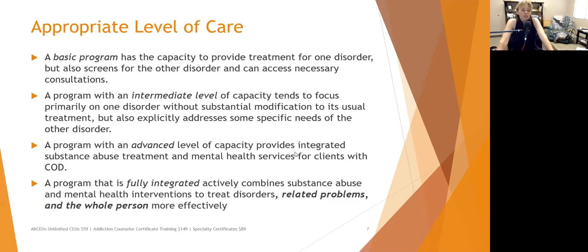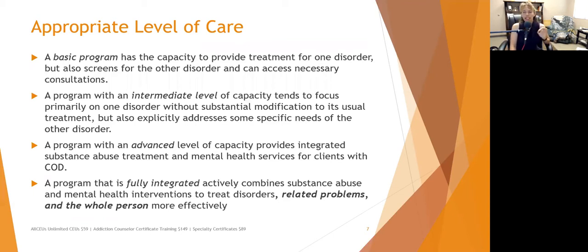So there are multiple appropriate levels of care. A basic program has the capacity to provide treatment for one disorder. You treat substances or you treat mental health, but you screen for the other disorder and you can access necessary consultations. So you may be an alcohol treatment program. Okay, but if somebody comes in and they've also got PTSD, you screen for it, you say, yeah, this person might have PTSD. You can access consultation with someone who can do an assessment and either get them enrolled in a co-occurring program or serve as an additional clinical resource.